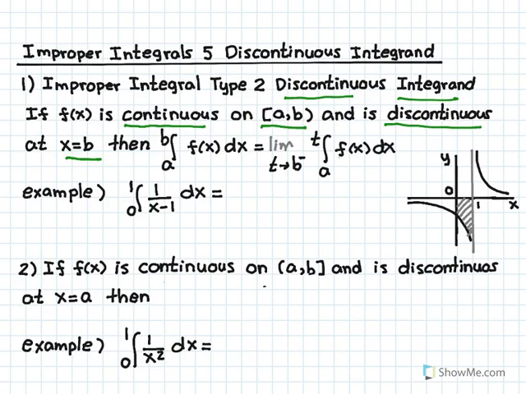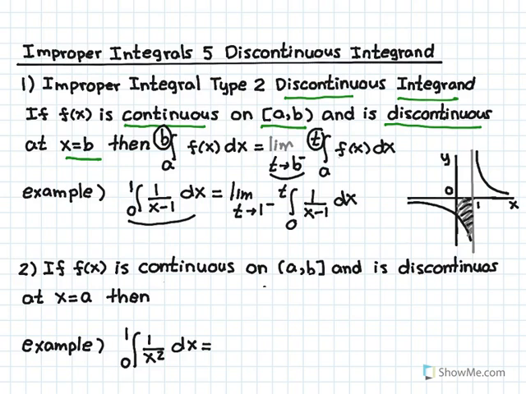Now a key concept here, the discontinuity is at b, at this upper limit. So we replace the upper limit by t and take the limit as t approaches b from the negative side. So let's look at an example. Integral from 0 to 1, 1 over x minus 1 dx. We can rewrite this as the limit as t approaches 1 from the negative side of the integral from 0 to t, 1 over x minus 1 dx. And the area that we find corresponds to this shaded area right here.